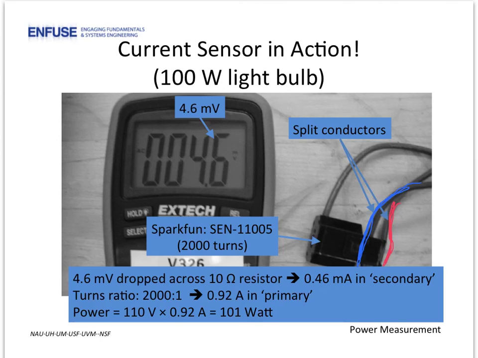The current drops 4.6 millivolts across a 10 ohm resistor, indicating that the coil current is 0.46 milliamps. The sensor has 2,000 turns, which implies the line current is 0.92 amps due to the 2000-to-1 ratio. If 110 volts RMS is at your outlet, then by V times I, we have a power draw of 101 watts. In the lab, complementing this module, you'll build and calibrate your own split-core current sensor.